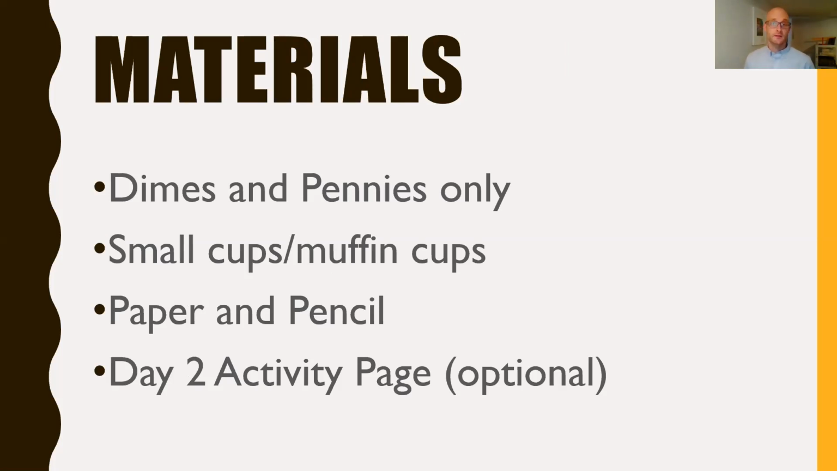Okay, here's what we need for today. Just your dimes and pennies from the things that we sorted out yesterday. So just your pile of dimes and pennies. Small cups, muffin cups, little tiny containers of any kind, really. Paper and pencil. And you can either make the day 2 worksheet along with me right now, or you can print out the day 2 activity page if that's easier for you, if you have a printer at home. I'm going to show you now how to make the worksheet that we need for today to record all the great work that we're going to do.